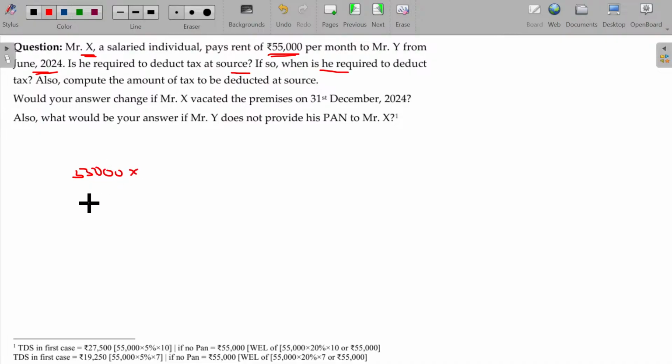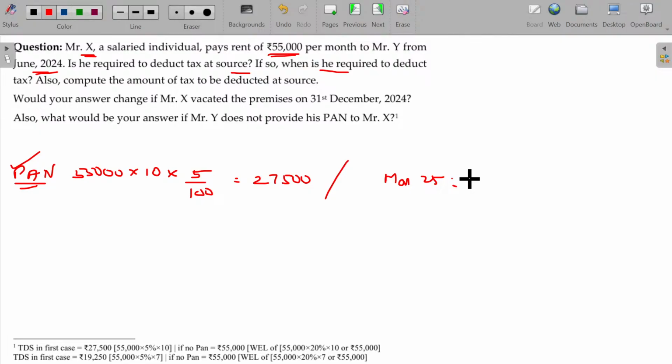From June month onwards, 10 months are there, so 55,000 into 10, 5,50,000 rupees, definitely you have to deduct the TDS at the rate of 5%. Okay, at the rate of 5%, we assume he has given the PAN number. What is the value? 27,500. When does he have to pay? For the March 25 rent being 55,000, in that you can deduct the TDS 27,500. Complete TDS is deductible in the last month. Balance 27,500 is payable.